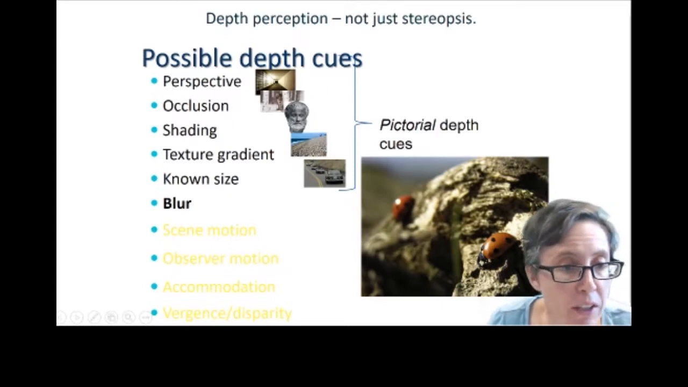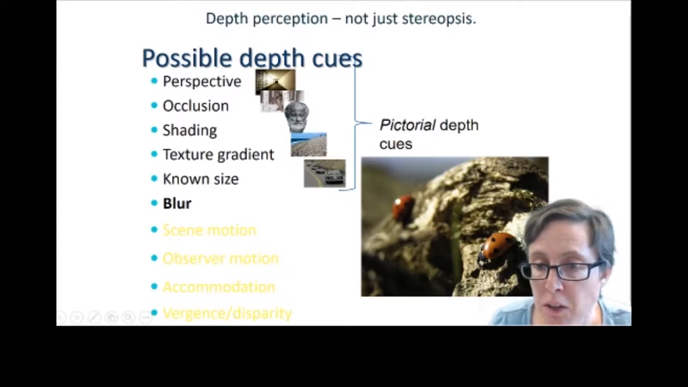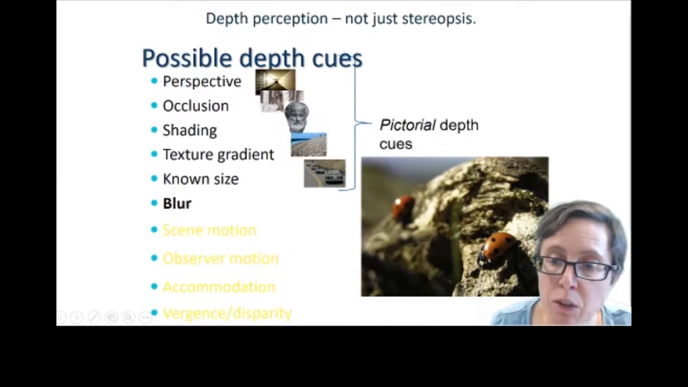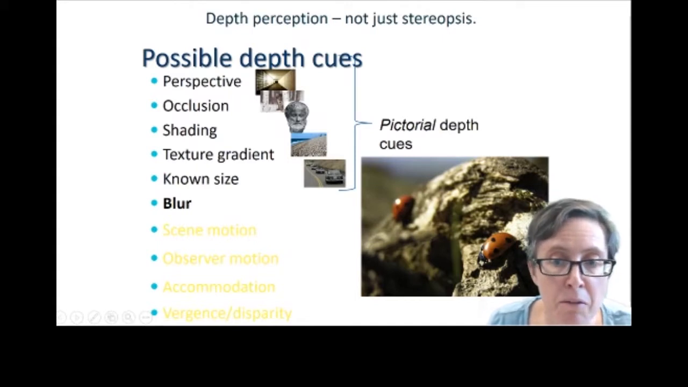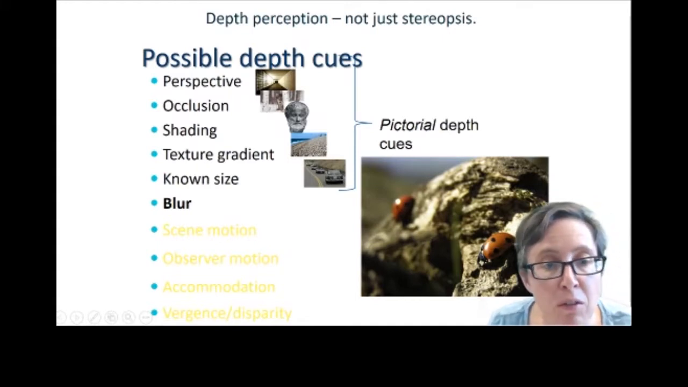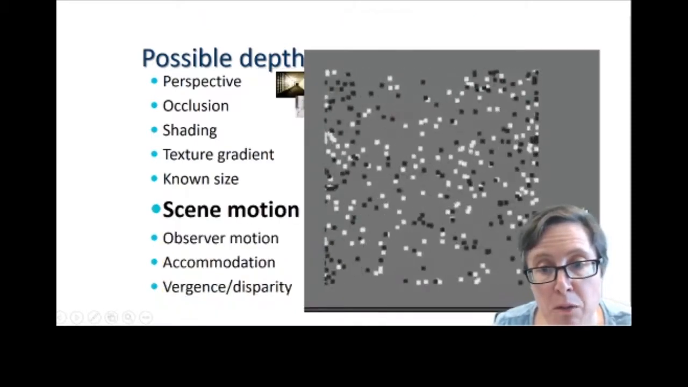There are also other cues, of course, like blur. So in this photograph, the shallow depth of field gives us a sense of how very small this scene is with the ladybirds. So this is in sharp focus, but this ladybird is blurred because it's further away. And you remember, therefore, that the lens isn't able to keep both of them in sharp focus at the same time. Motion can be a powerful cue.